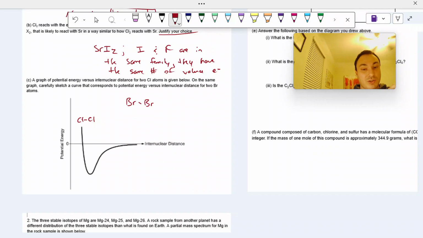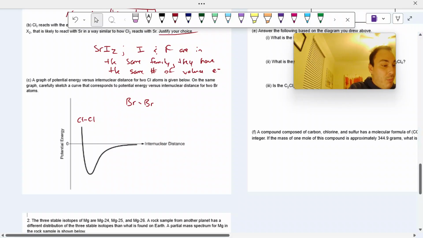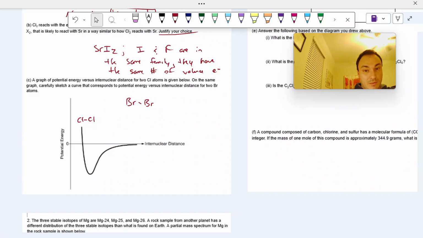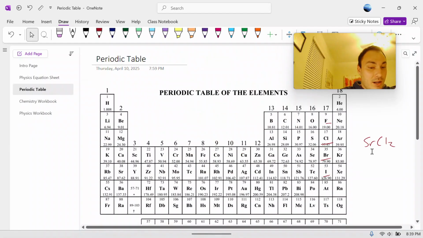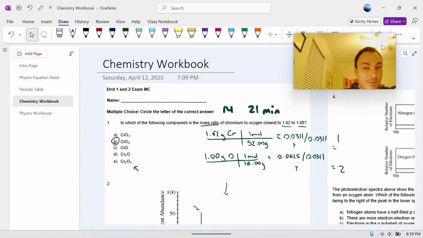That's what the scoring guidelines are checking. Is the trough lower or higher than this one's trough? And what I mean by trough is the lowest point. Is it further to the left, further to the right? So both are single bonds. The difference between Br-Br and Cl-Cl is Br is a bigger atom than Cl. We can see this on the periodic table. Br is further down on the periodic table than Cl is. So therefore it's a bigger atom.